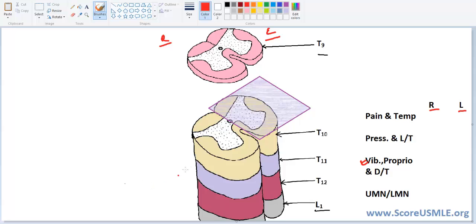So what happens on the right side in the segments below the level of injury is that the first order neuron brings the sensation to the dorsal column and ascends in the dorsal right column. Is that a problem? Nope. All the dorsal columns of the spinal segments below the level of injury are easily able to ascend without any problem. So the vibration, proprioception, and the discriminative touch modalities will remain normal on the right side. We put a tick mark there.